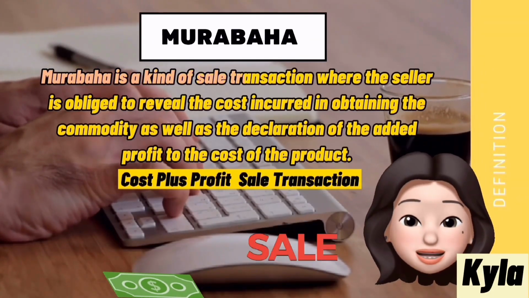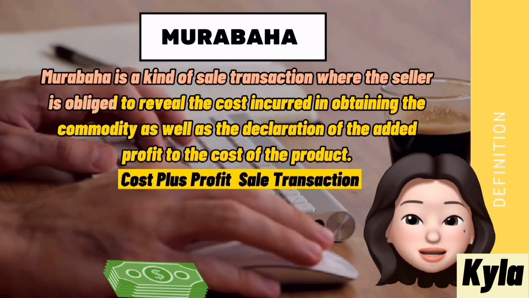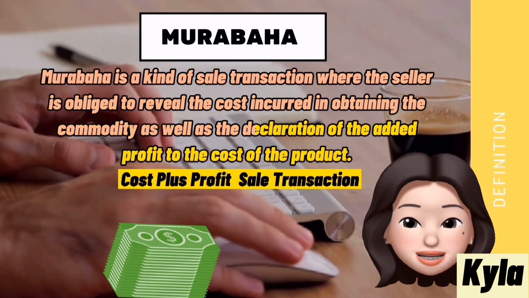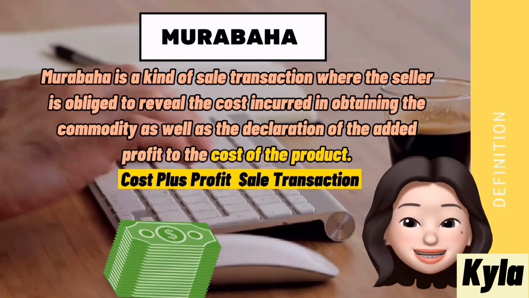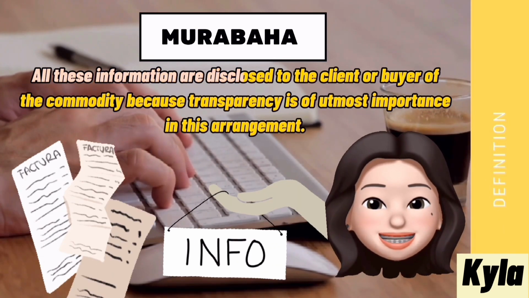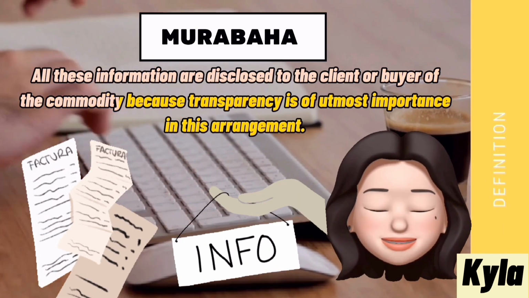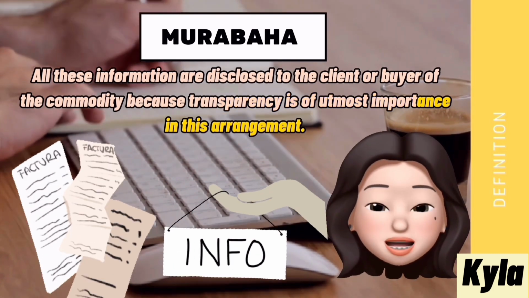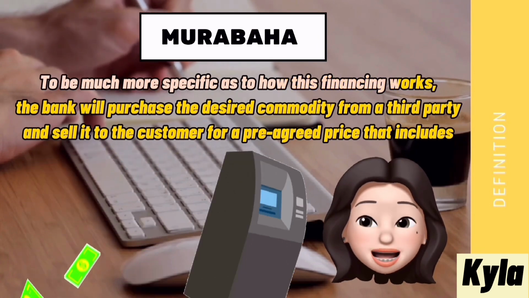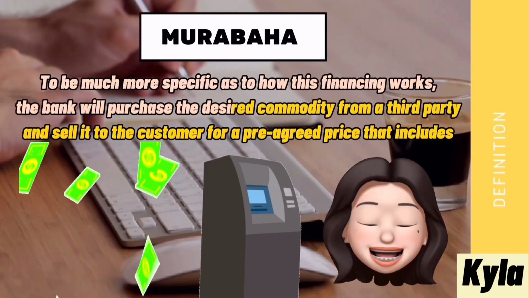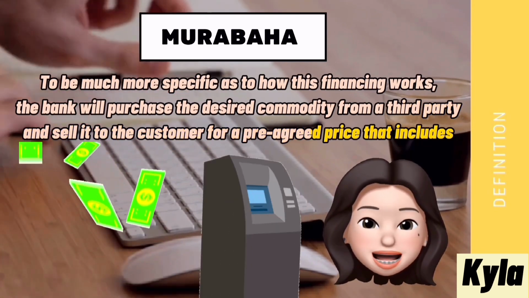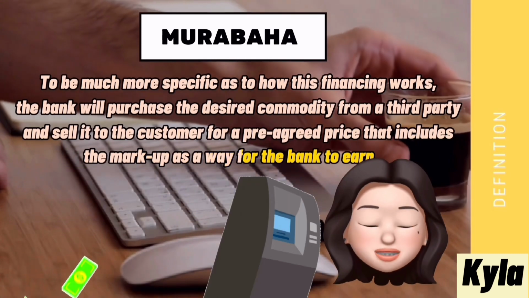Murabaha is a kind of sale transaction where the seller is obliged to reveal the cost incurred in obtaining the commodity as well as the declaration of the added profit. In short, it is a cost plus profit sale transaction. All this information is disclosed to the client or buyer of the commodity because transparency is of utmost importance in this arrangement. To be more specific as to how this financing works, the bank will purchase the desired commodity from a third party and sell it to the customer for a pre-agreed price that includes the markup as a way for the bank to earn.